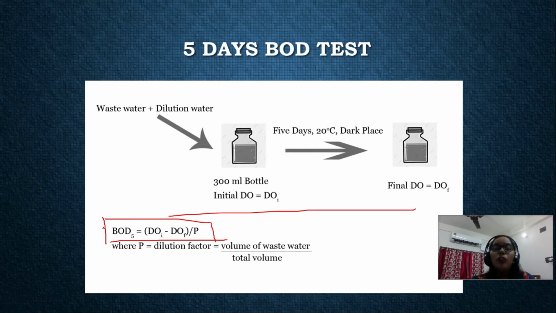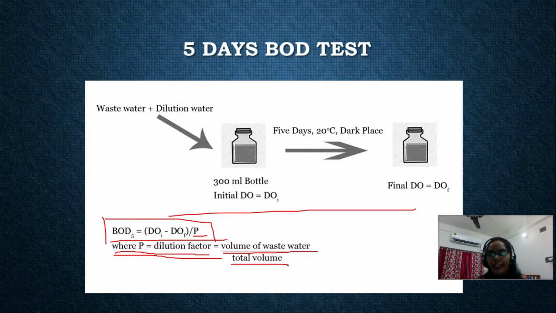Now look, one parameter P will be incorporated here. Why? Because we have to keep in mind that we have diluted our wastewater sample. Understand? So that is why this P is called the dilution factor. This P is incorporated in the equation, where P equals the volume of wastewater divided by the total volume. This is the whole equation. This equation is very important because there are so many numericals you can have in your exam based on this equation. Understand?